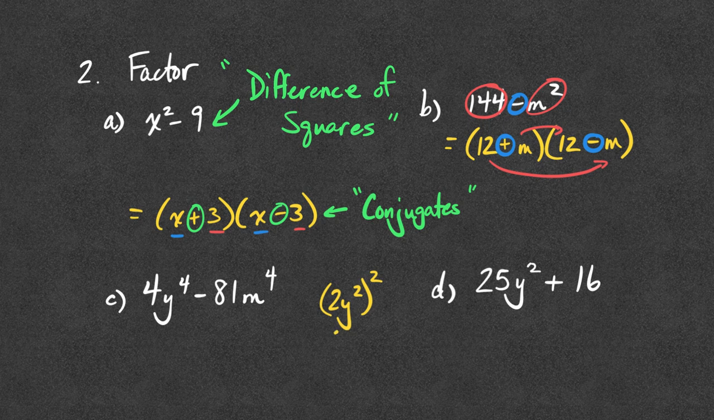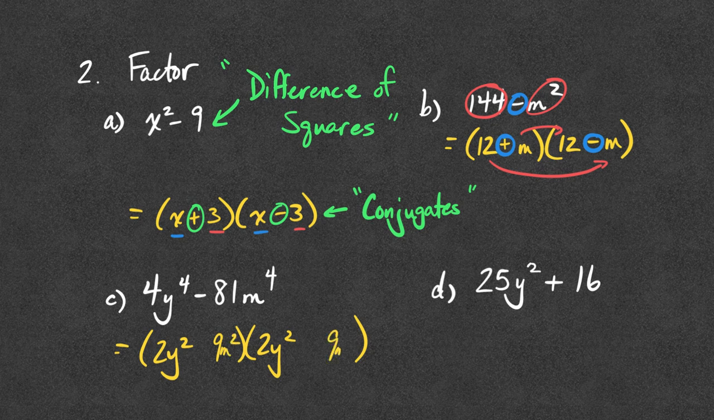81m to the fourth is also a perfect square. 81 is 9 times 9. m to the fourth is m squared times m squared. So I have a difference of squares in the expression in C. Okay, what goes at the front of both brackets? What goes at the end of both brackets? And I have to make sure one's a plus, one's a minus, just so you don't think there has to be a specific way. No, I'm going to change the signs.